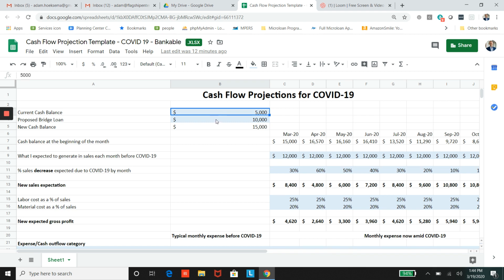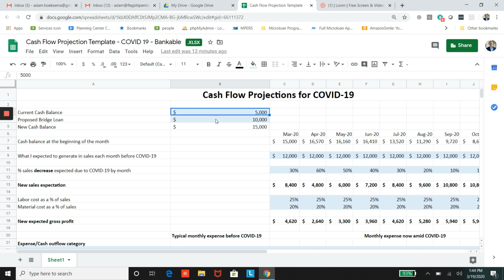I am just going to walk you through this cash flow projection template that we created to help our clients figure out what cash flow is going to look like amid the COVID-19 pandemic, and just visualize what kind of bridge loan financing you might need and how long that financing can help you last through this crisis. So I'm just going to walk you through the spreadsheet and show you how to fill it out.